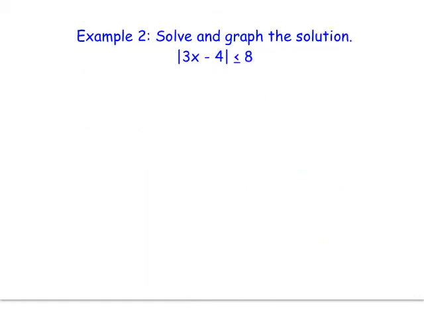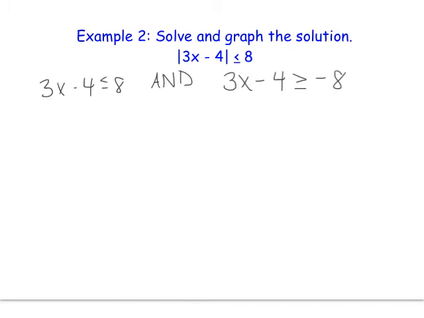So if we look at our second example, absolute value of 3x minus 4 is less than or equal to 8. So we should see again that we already have our absolute value isolated, so that step is done. Now we're ready to make our two problems, and since this is a less than inequality statement, we're going to separate the problems with the word "and".